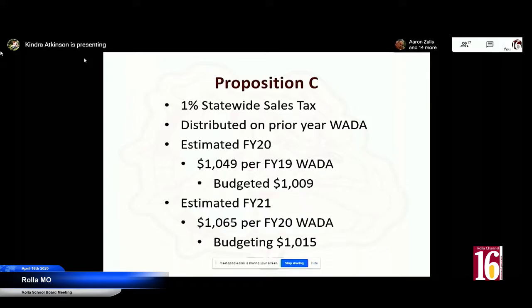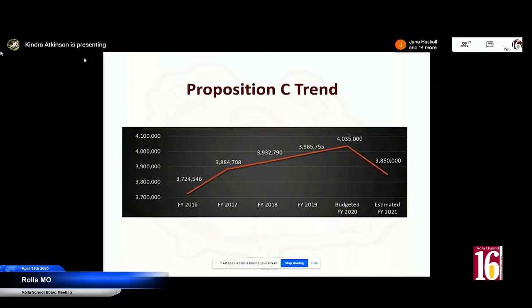We then have Prop C. That's the 1% statewide sales tax. It is distributed based on prior year weighted average daily attendance. For our current year, we were estimating to receive maybe $1,049. That's what we had been told about a year ago. Not being real comfortable with that, that was a pretty robust figure. We budgeted for $1,009. For next year, we're being told it might reach $1,065. Of course, everything has really changed, so I'd like to budget $1,015 for weighted ADA. And when I do that, the budgeted amount for Prop C is going to decrease by about $185,000.